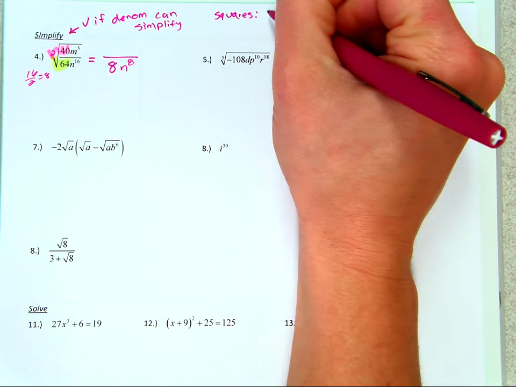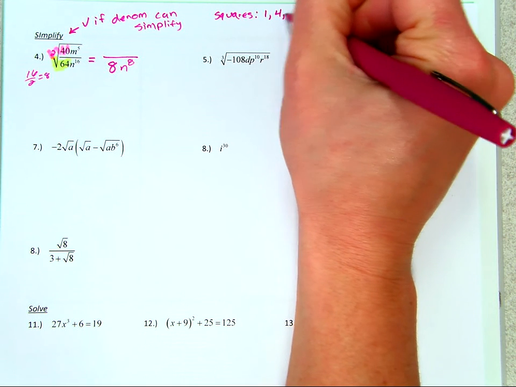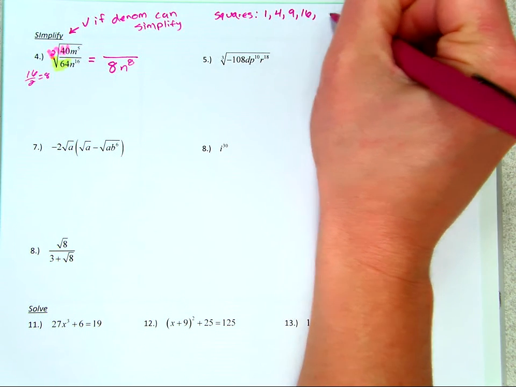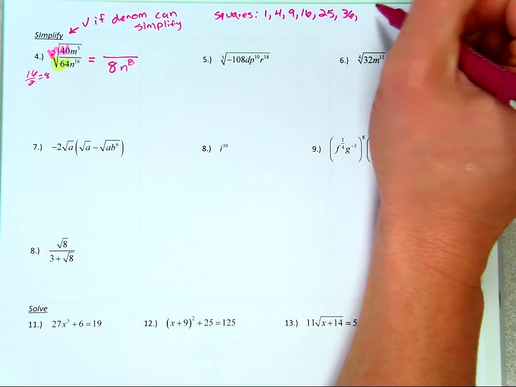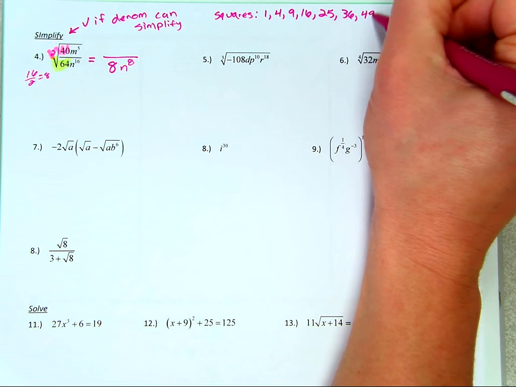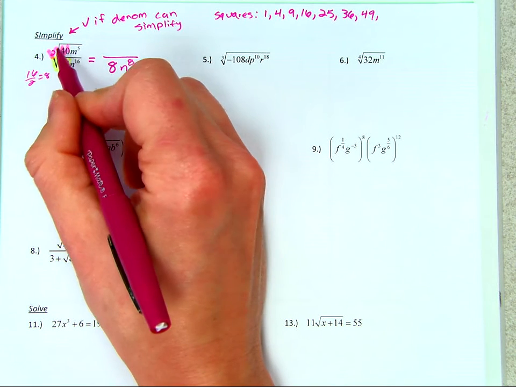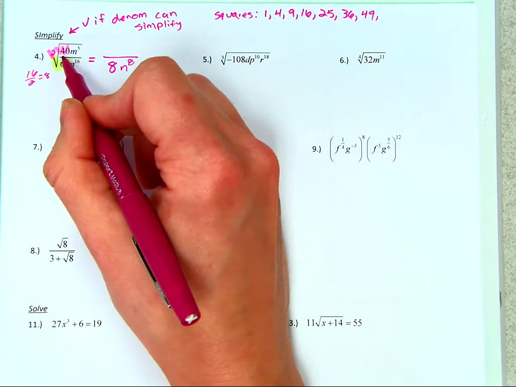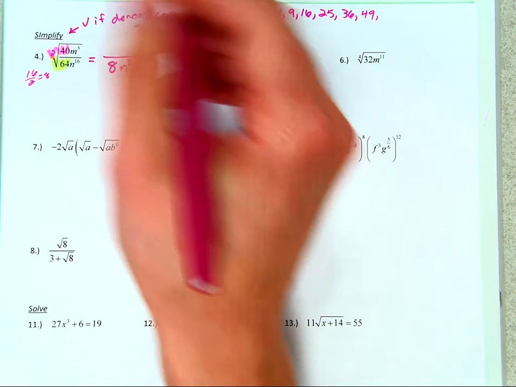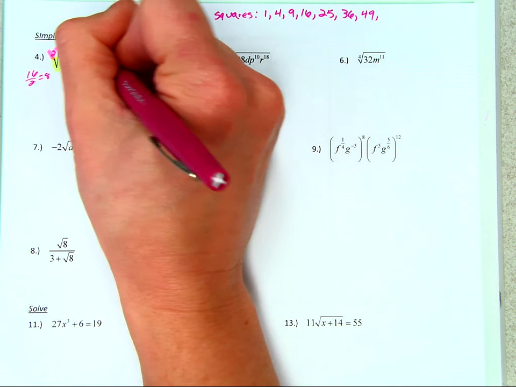So squares: 1 squared is 1, 2 squared is 4, 3 squared is 9, 4 squared is 16, 5 squared is 25, 6 squared is 36, 7 squared is 49, and I don't need to go any further because we're looking at 40. So I need to find the largest one of these that would go into 40 evenly, and that would be 4. So my 40 would break up into 4 and 10.